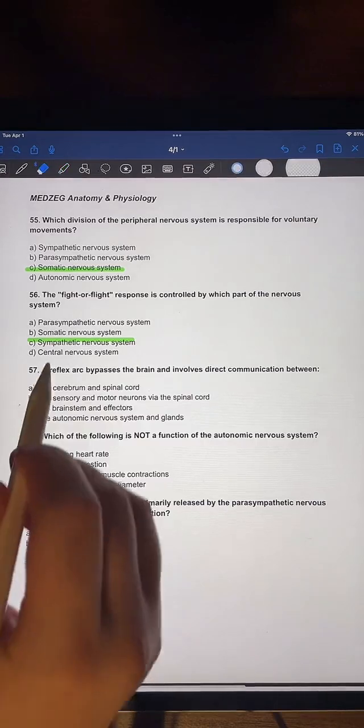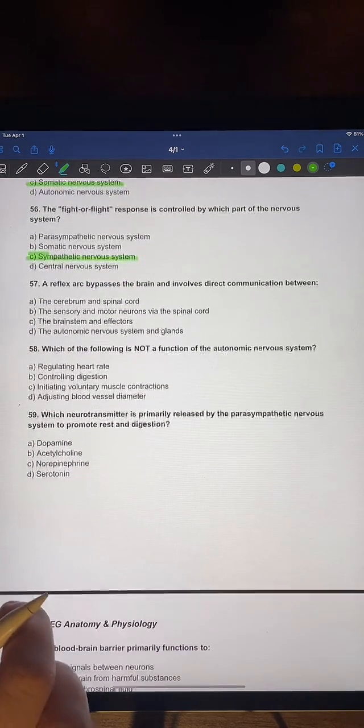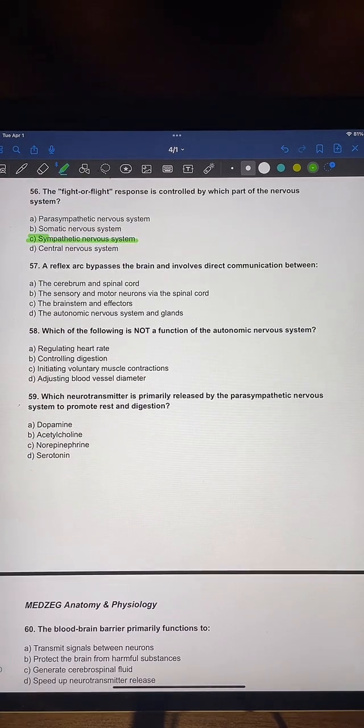Answer is C, sympathetic. Sympathetic nervous system is for stress, or fight or flight. Parasympathetic, I think of it like a parachute. It's rest and digest, slowing us down. 57, a reflex arc bypasses the brain and involves direct communication between.